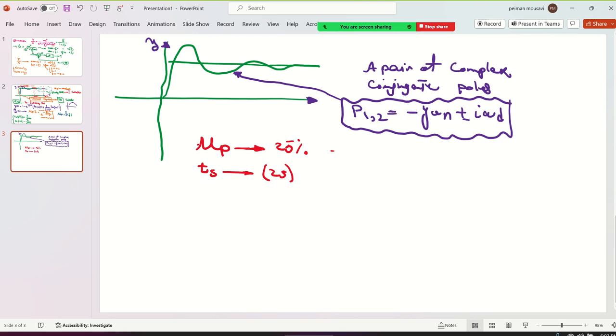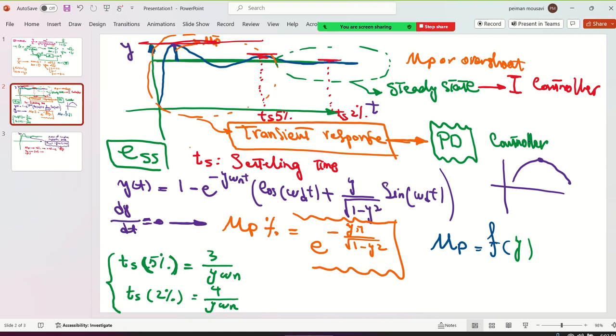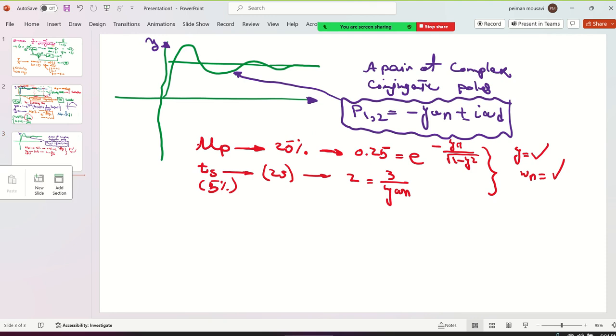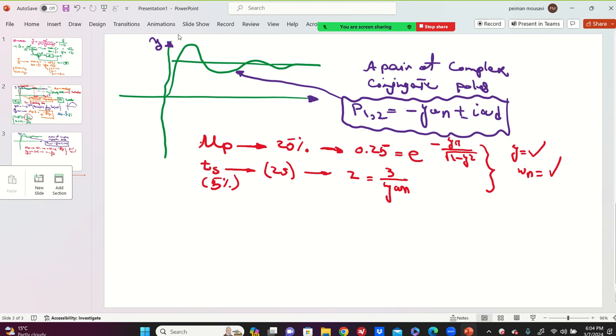You're gonna say, okay, I got it. 25% means this is e to the power of minus zeta pi over square root of 1 minus zeta squared. I'm gonna do it right now with you. 2 seconds, you're gonna say which criteria? It's gonna say criteria of 5%. You're gonna come back to your notes, say, okay, that's the formula. I got it. So 2 seconds is gonna be 3 over zeta omega n. Now from these equations, you have to find zeta and you have to find omega n. Let's do that together.